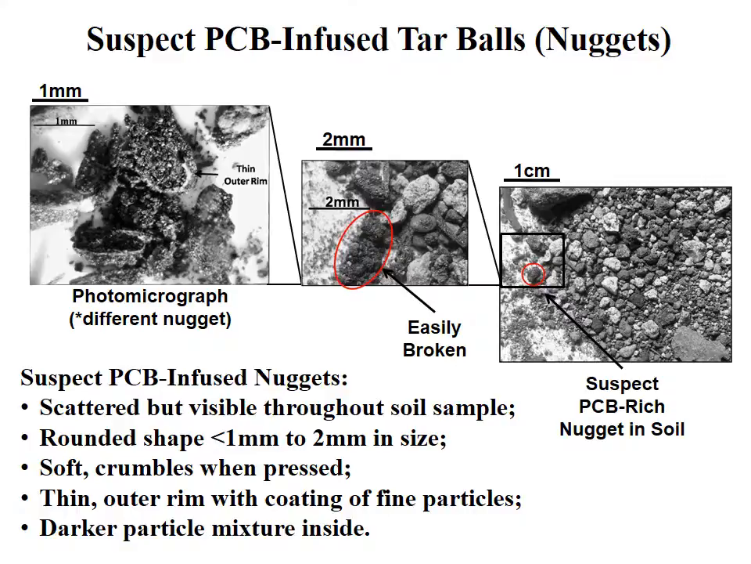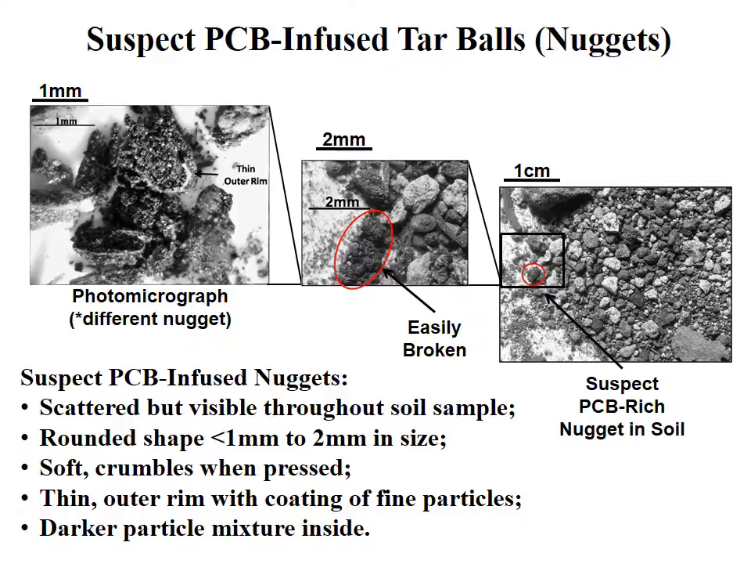And then zoom in even further, and these things look like small eggs or something. And you'll see there's a very distinct outer rim on these small nuggets of soil. And what we think these are, we're almost positive they are relic drops of PCB infused oil that sank into the soil and then later on degraded to form what we were calling PCB infused tar balls.